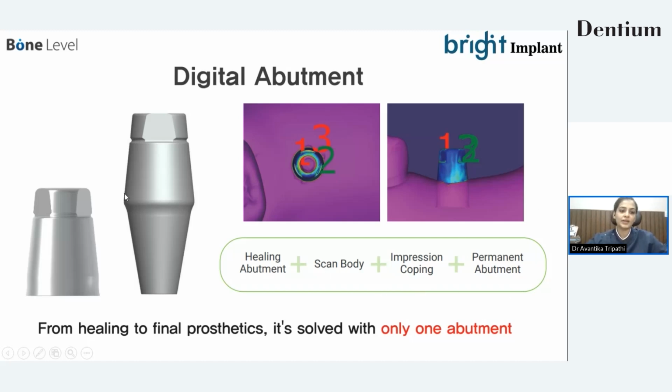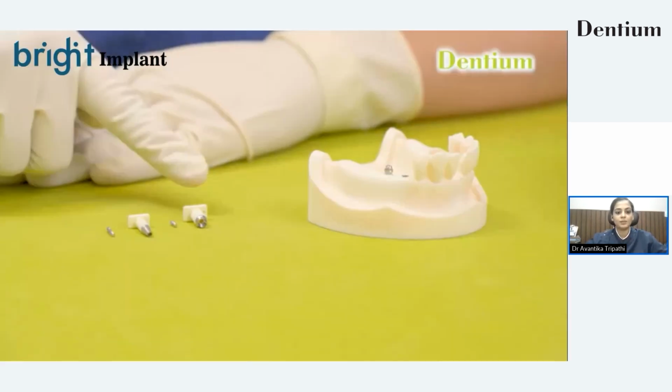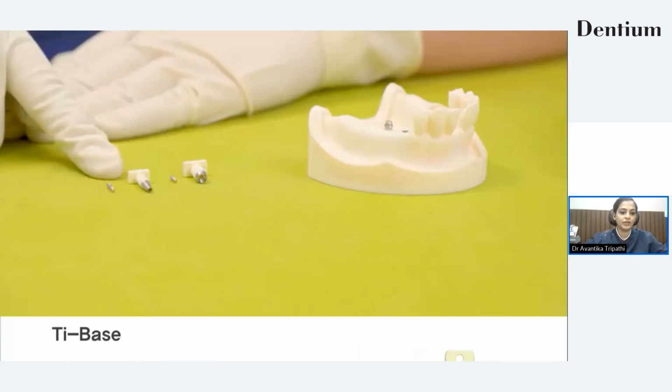There are three flat surfaces on the top portion of these abutments. So when we are going to scan it, we can easily match the data because of the side identification with these flat surfaces. So it makes the scanning very, very simple and easy. It comes with a delivery holder.